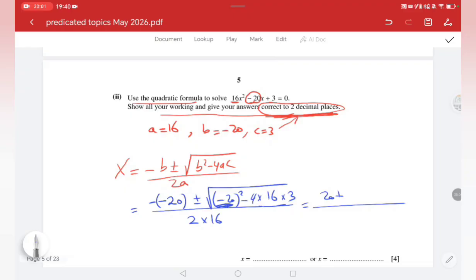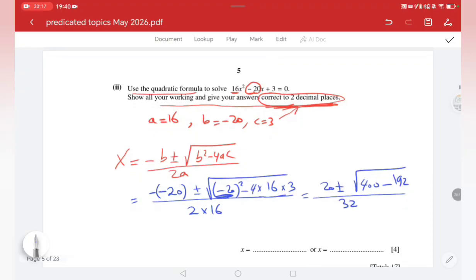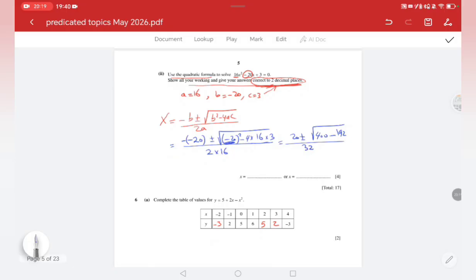So this is 20, positive or negative. The square root of this one is 400, minus this one, which is 4 times 16 times 3, so 192, divided by 32. Now take that you have two answers.